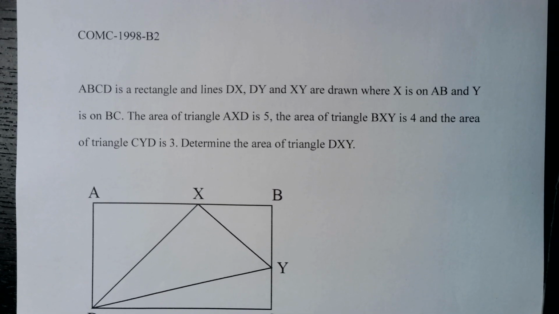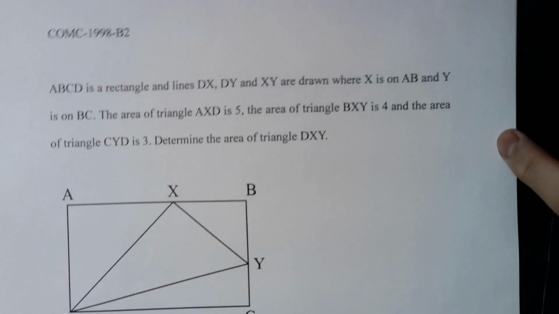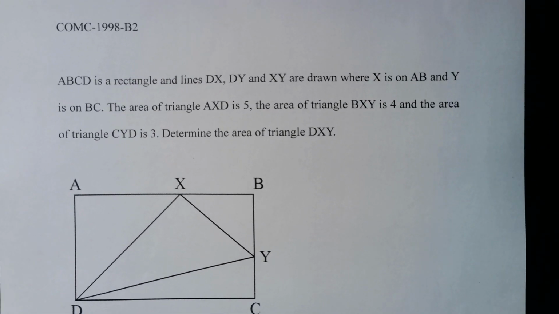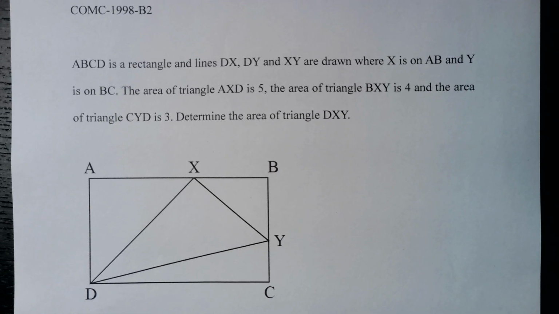Today we have yet another question here, and as always, let's first start off by reading the question. You can see here that ABCD is a rectangle, and lines DX, DY, and XY are drawn, where X is on AB and Y is on BC. The area of triangle AXD is 5, the area of triangle BXY is 4, and the area of triangle CYD is 3. Determine the area of the triangle DXY.